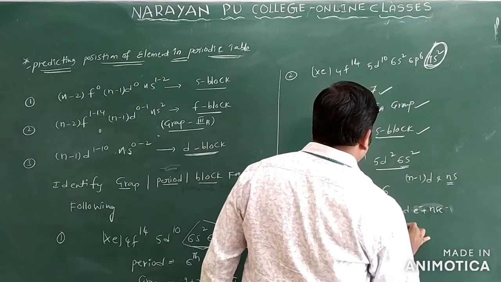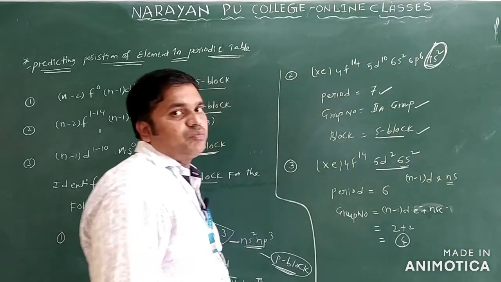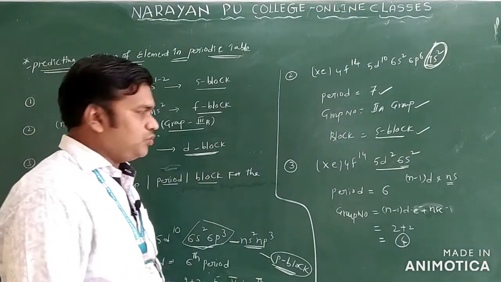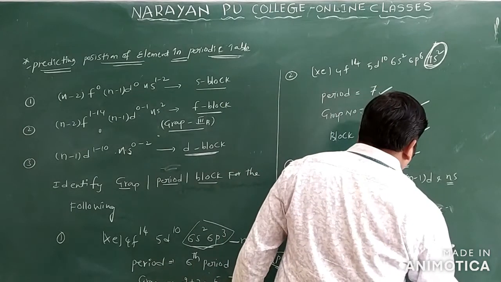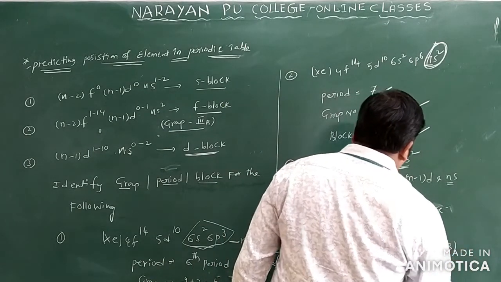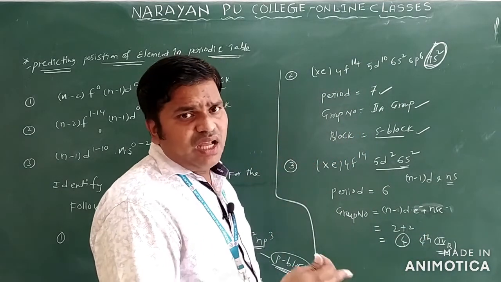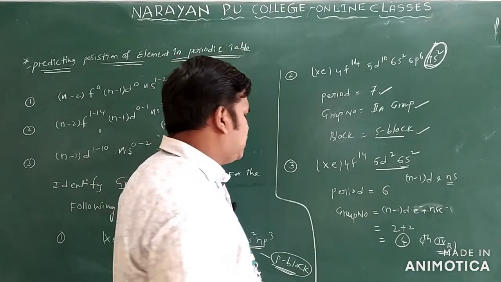So what do you get here? 2 plus 2, that is 4 only. So it belongs to what group? The 4th group only. 4th means it belongs to 4th B only, because these are d block elements. For d block elements we write 3A, 4A, 5A, 6A like that.